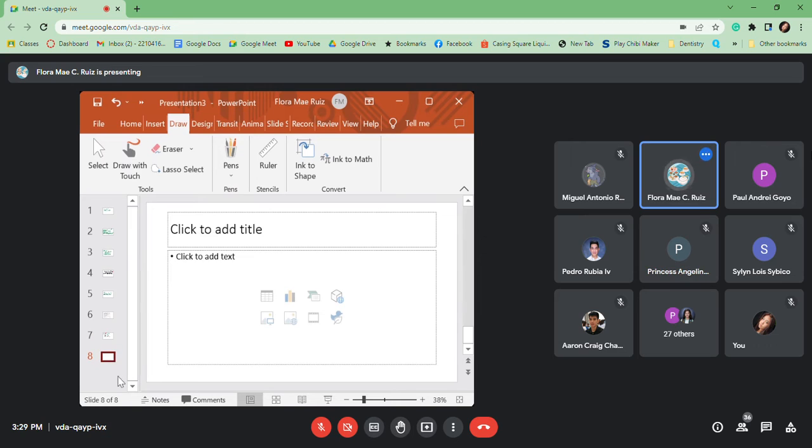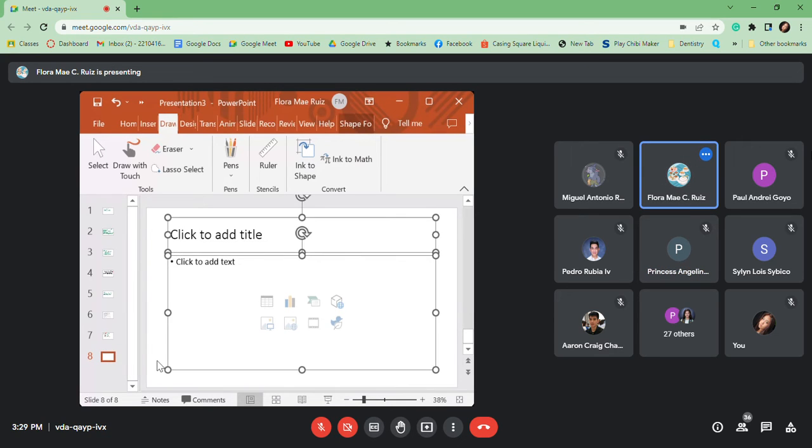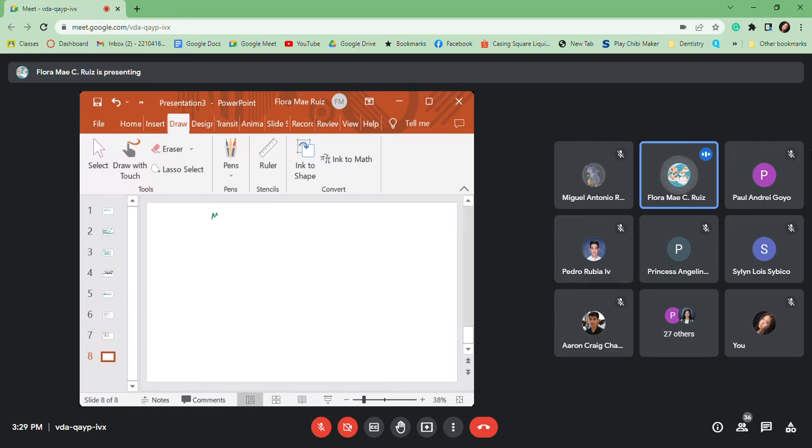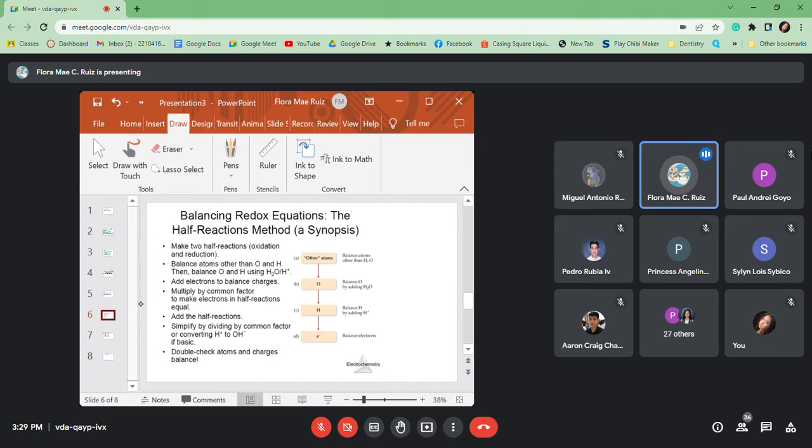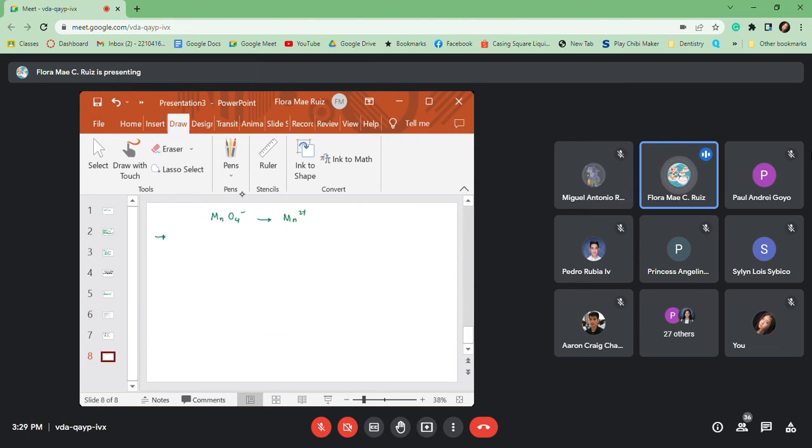How about your reduction half reaction? So MnO4 minus yields Mn2 plus. The manganese here, as you can see, is balanced. You have 1 manganese left and 1 manganese right. We need to balance your oxygen. And I already said in the previous rule, to balance the oxygen, you will use H2O. Okay, you must add water. So MnO4 minus will be Mn2 plus H2O.